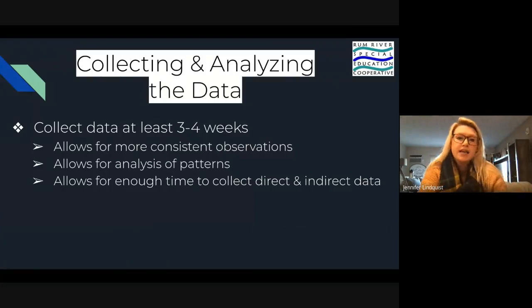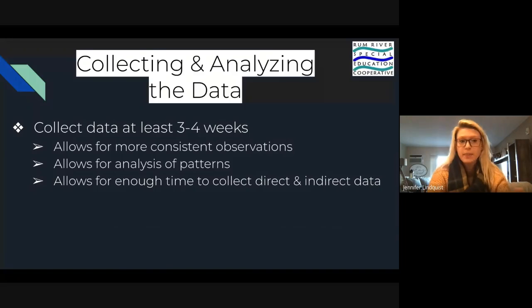Collecting and analyzing the data. We want to collect data for at least 3 to 4 weeks. And some of the reasons for that are it allows for more consistent observations and analysis of patterns. And it allows for enough time to collect our data. Sometimes the student's gone or sometimes the student's sick, and this helps us have enough time to collect all the data that we need.